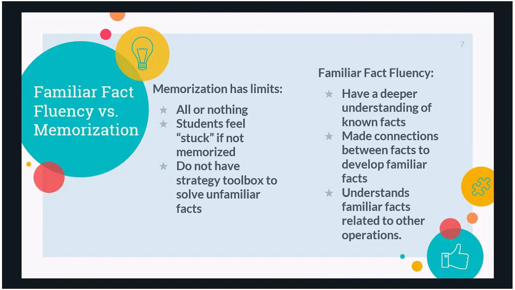For example, if a student can't solve 6 times 7, they can use the familiar facts of 7 times 5 and 7 times 1 to solve it efficiently and quickly. These familiar facts will help them understand and make connections with other operations as well, such as using multiplication to solve division problems or using addition to solve multiplication problems.